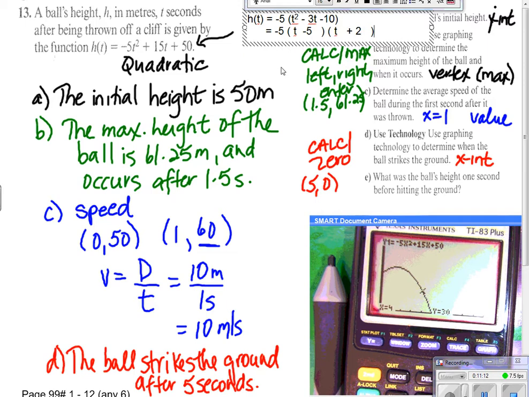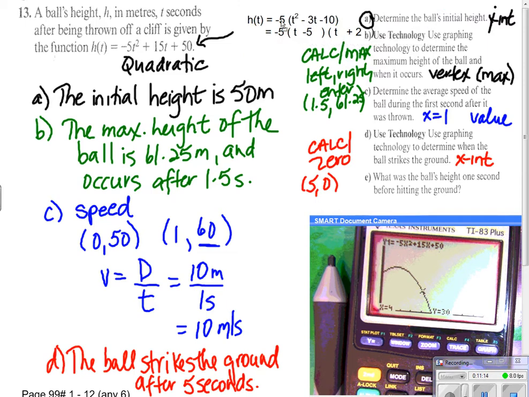So I have fully factored, there we go, our function. And that tells me right there that one of the x-intercepts is 5. The other one is -2. So my one t-intercept right there is 5. We discovered that when we used the calculator. The other one is -2, but it's not within the domain of the problem. So if we had factored it, we could have answered part D without using a graphing calculator.